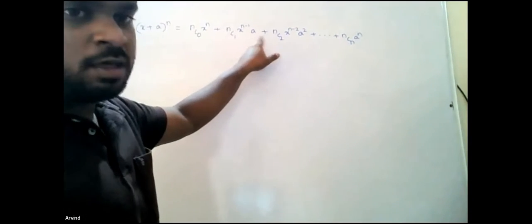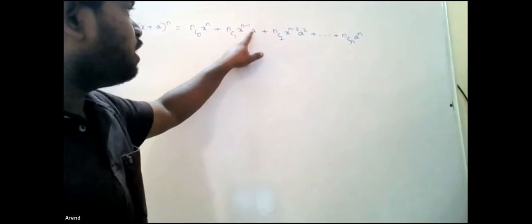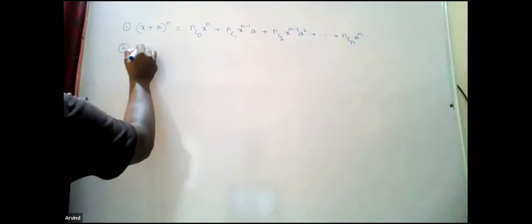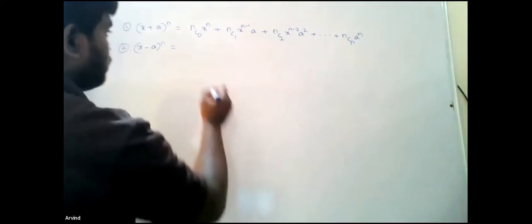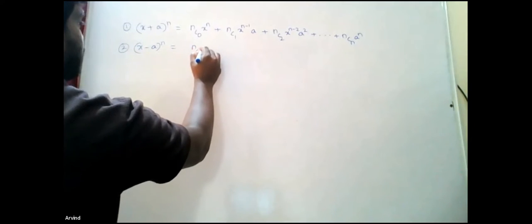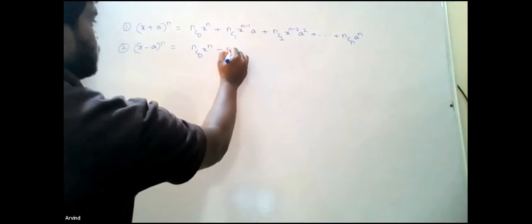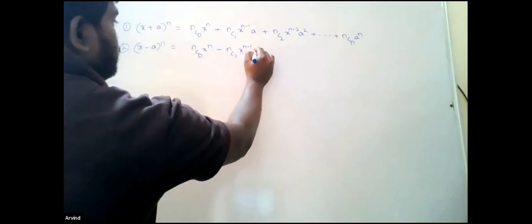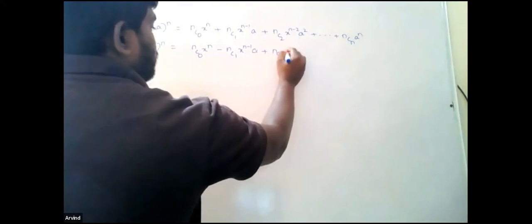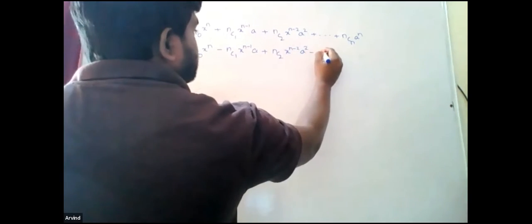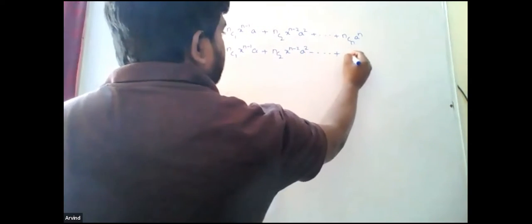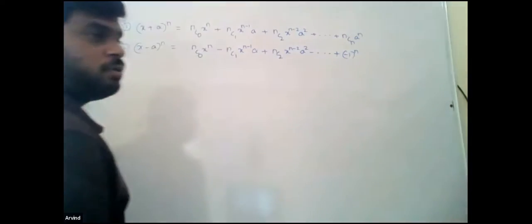Suppose x minus a: for all the odd terms, that is nC1, a to the power 1, we get a negative sign. I will also write that for your reference. x minus a whole to the power n. So we have to alternate plus and minus. So nC0 x to the power n, plus, next it is minus nC1 x to the power n minus 1 a, plus nC2 x to the power n minus 2 a square, minus, then so on, plus or minus of 1 to the power n.